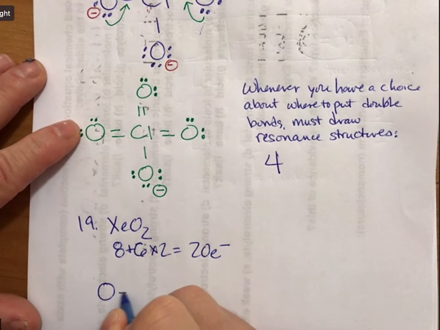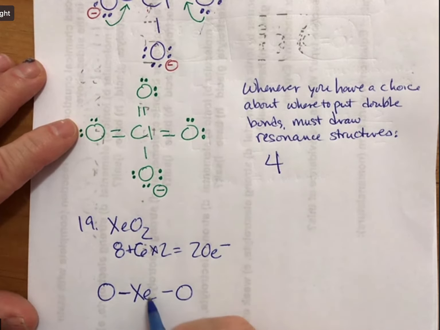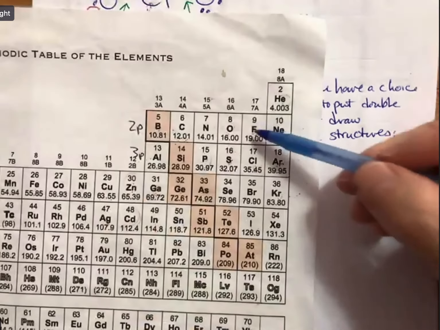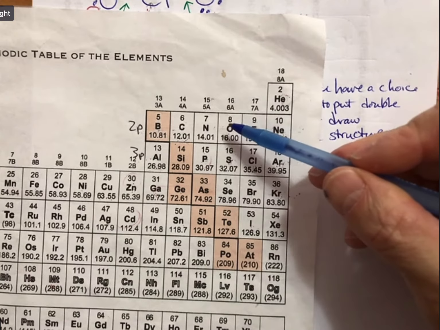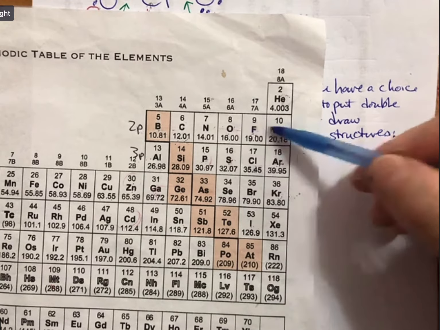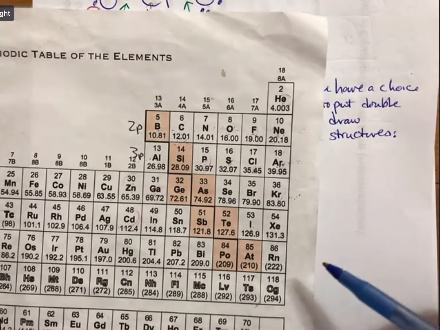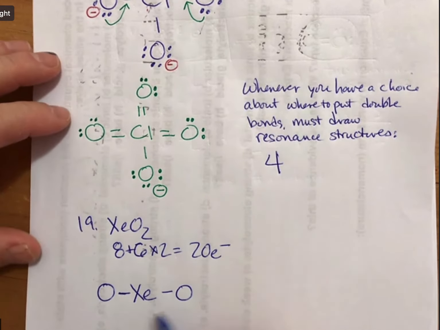All right, so xenon is less electronegative than oxygen. Other than fluorine, oxygen is the second most electronegative element, and you can see that xenon's way down here. It's actually not totally obvious, but the xenon does go in the middle.